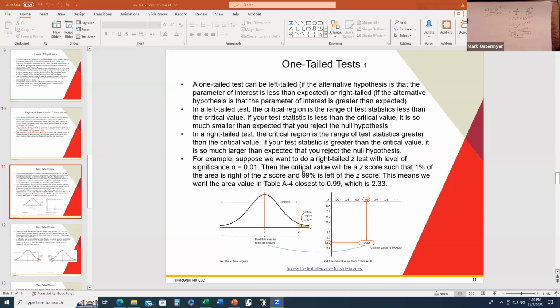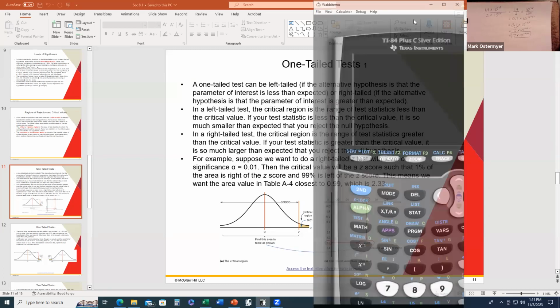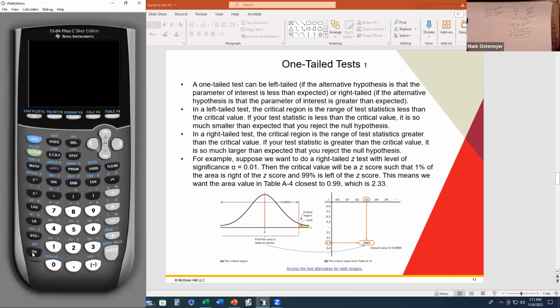For example, suppose we want to do a right-tailed z-test. Z-test means we're going to be using the standard normal distribution with a level of significance of 1%. In other words, we stand a 1% chance of committing a type 1 error. Then the critical value will be a z-score such that 1% of the area of the standard normal distribution will be to the right of our z-score, and 99% of the area will be to the left of the z-score. And therefore, ladies and gentlemen, how would we find that critical z-value? Well, we use our calculator and we use our inverse norm function.